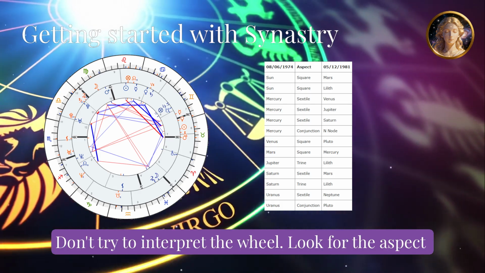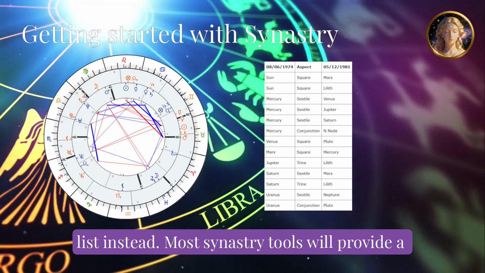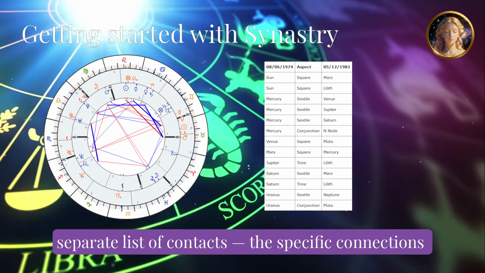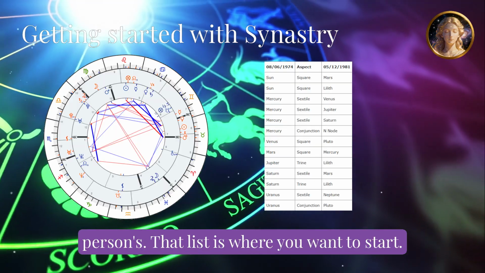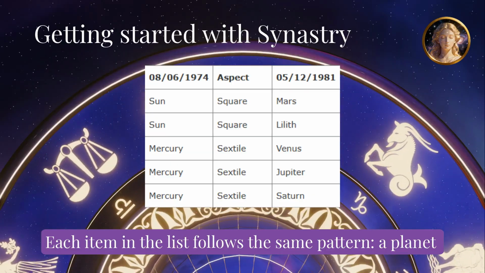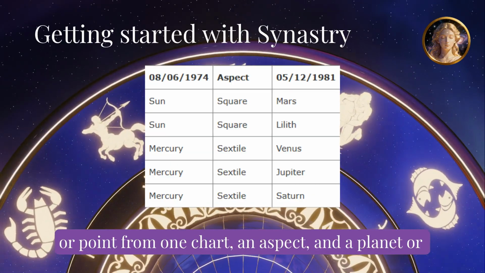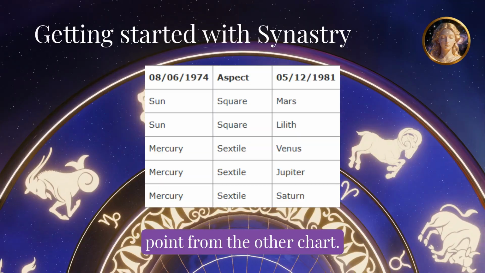Don't try to interpret the wheel. Look for the aspect list instead. Most synastry tools will provide a separate list of contacts, the specific connections between one person's planets or points and the other person's. That list is where you want to start. Each item in the list follows the same pattern: a planet or point from one chart, an aspect, and a planet or point from the other chart.